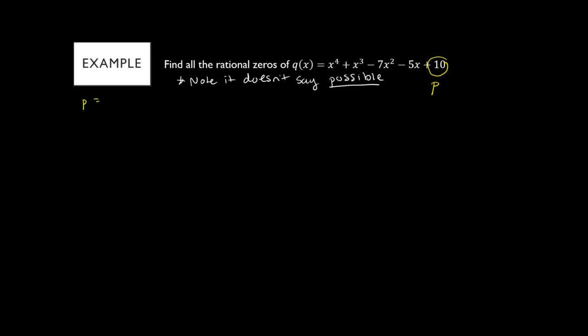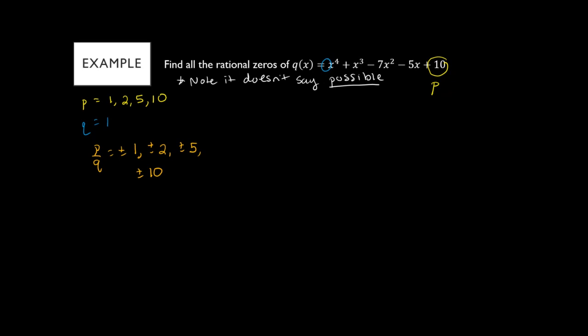So for P, it's 10. So all the numbers that divide evenly into 10 are 1, 2, 5, and 10. Q here is just a 1. And what makes that really easy is when you have Q as being a 1, your P over Q are just all going to be the whole numbers because they're just all divided by 1. So we've got plus or minus 1, plus or minus 2, plus or minus 5, and plus or minus 10. So those are the possible rational zeros.